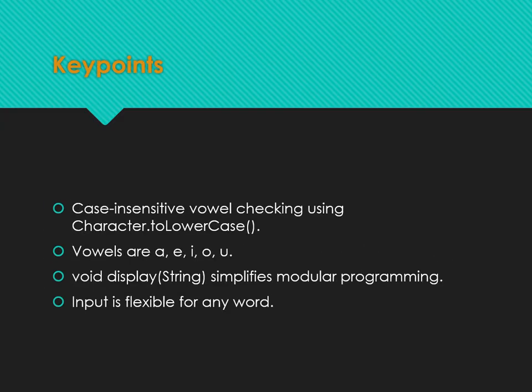Let's quickly recap the key points of this program. First, the program uses Character.toLowerCase to ensure that the vowel check is case insensitive. Second, it identifies vowels by comparing each character with the standard vowel set, A, E, I, O, and U. Third, we used a separate method named display to process and print the vowels, which helps in modular programming. And finally, the program is simple, clear, and effectively demonstrates string traversal and condition checking in Java.